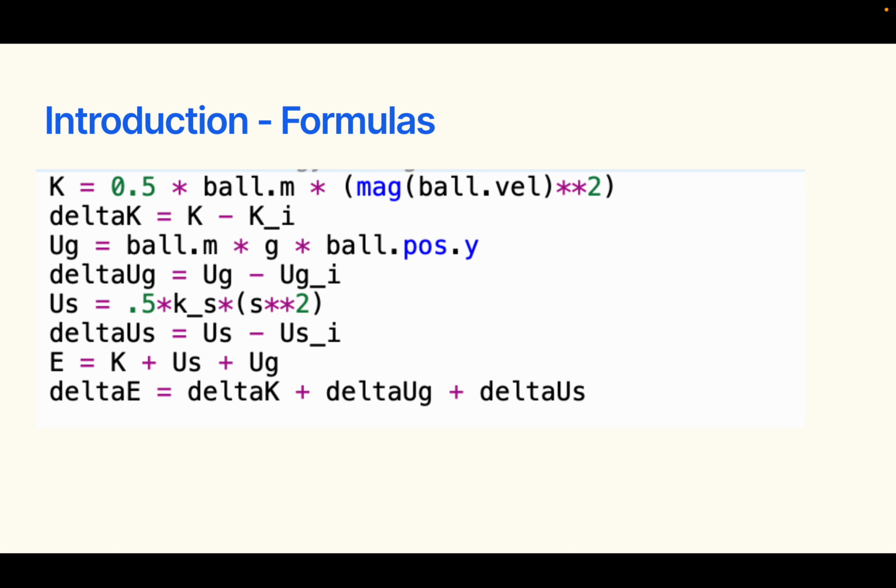Then the potential energy for springs, which is 1/2 times the spring constant, and then s squared. And then the change in that is that minus its initial. And then our total energy is the kinetic energy plus the spring energy plus the potential energy due to gravity, and then our change in energy is the change in everything summed together. So those are the formulas we used.